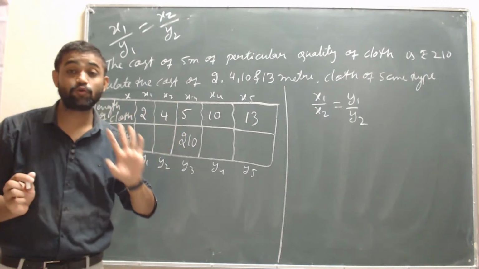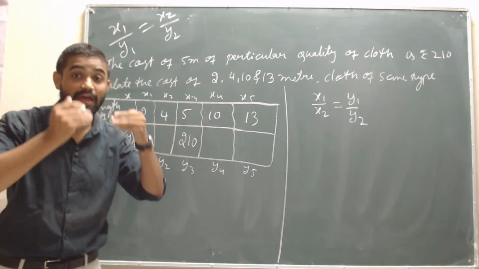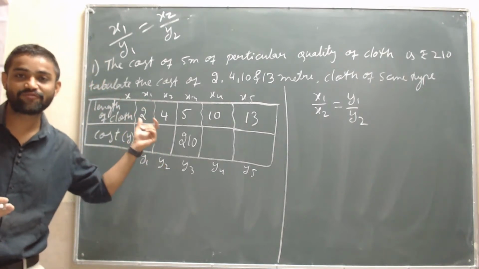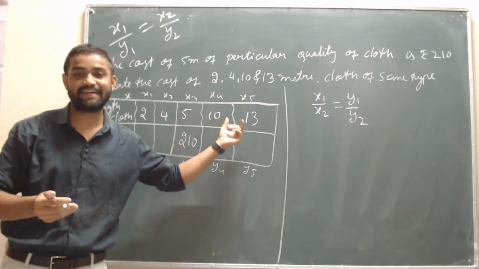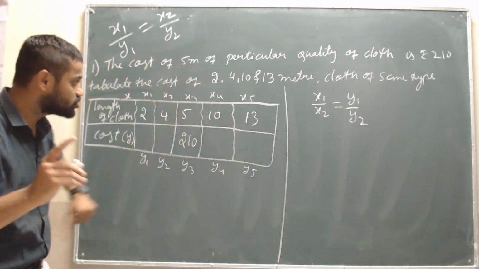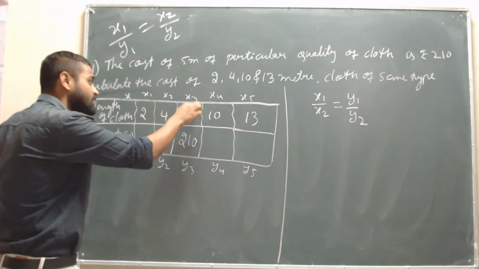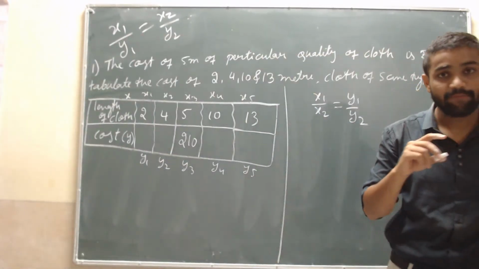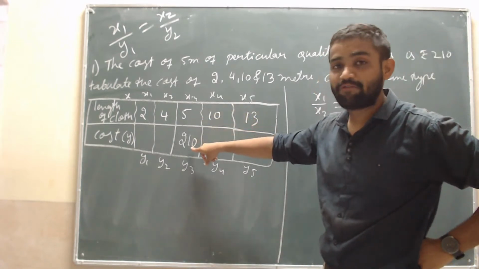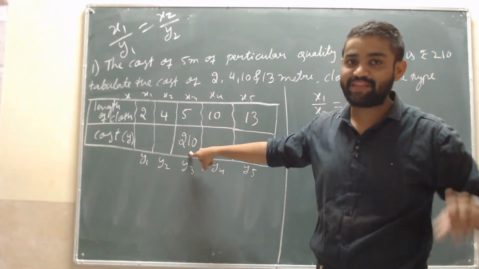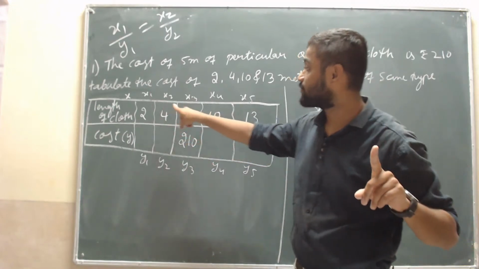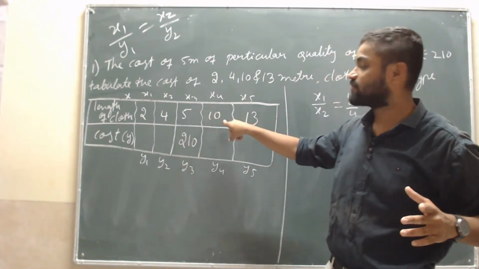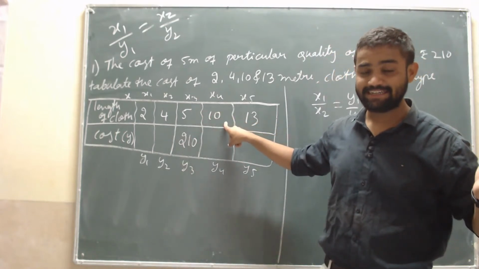Let us consider any two columns, to find the values for 2 meters, 4 meters, 10 and 13 meters. So I will choose the second column as well as the third column. Sir, why have you chosen that? Because here I know the value for 5 meters of that cloth. You can also take the third column as well as the fourth column.